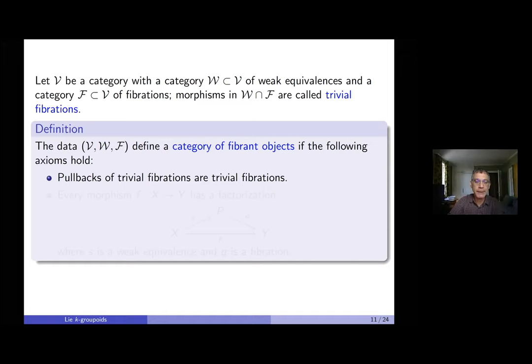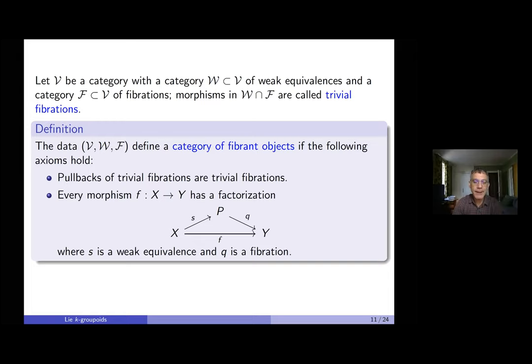And also, every morphism can be factored into a composition of a weak equivalence followed by a fibration. Some of you will be familiar with Quillen's theory of closed model categories. And in that theory, he also has fibrations and weak equivalences. In his factorization axiom he would assume that the first map is not only a weak equivalence, but a so-called cofibration, since he has an additional subcategory of cofibrations. And somehow here we just give that up.